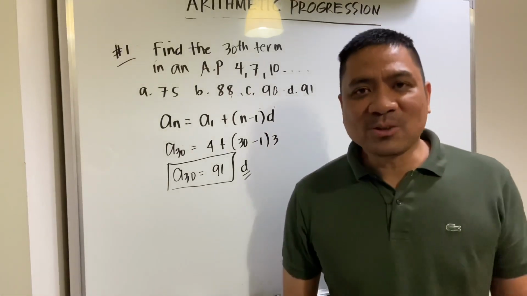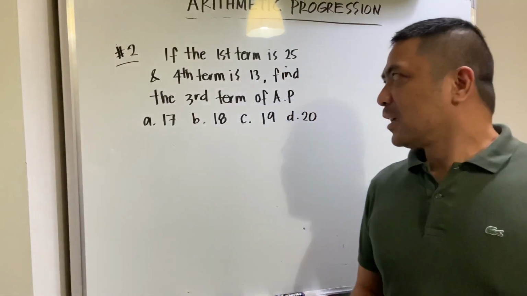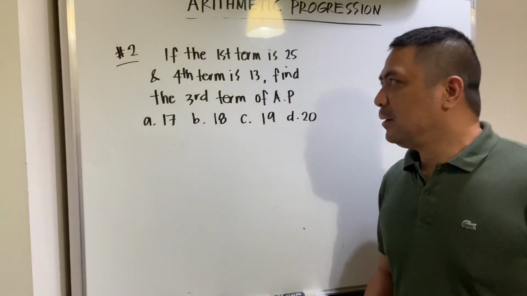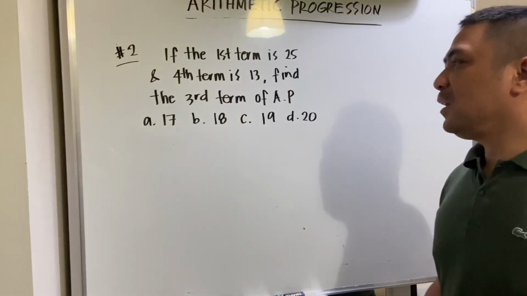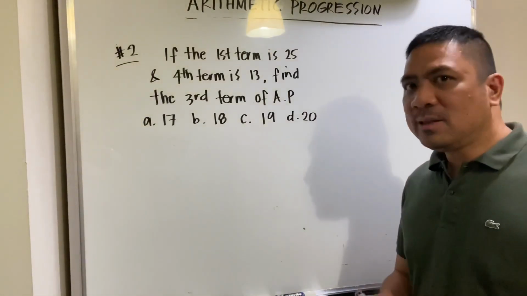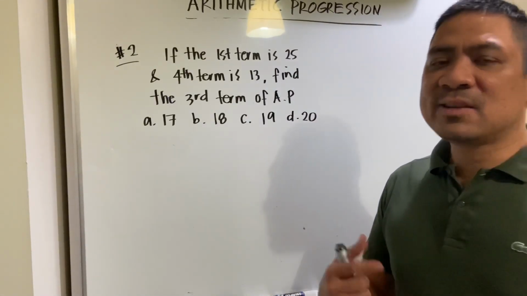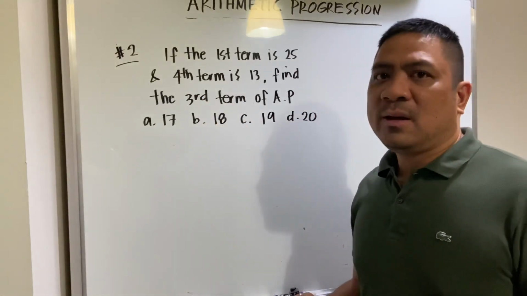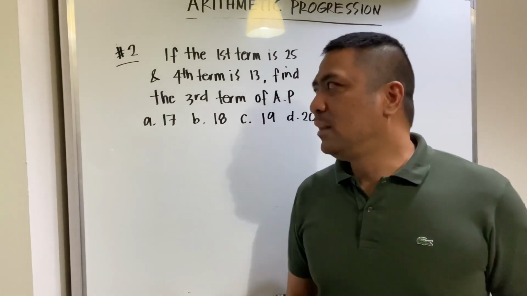Okay, let's go to our next problem. Let's have our second problem. It says that if the first term is 25 and the fourth term is 13, then find the third term of the arithmetic progression. So in this case, there's a little variation. Normally, we are asked to find the last term or the nth term. In this case, we are given the nth term, then we are asked to find the term in between the first term and the last term.